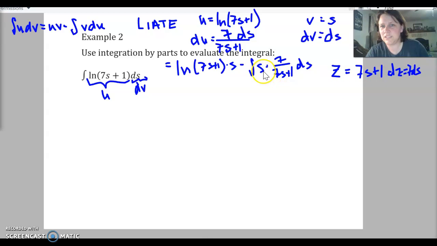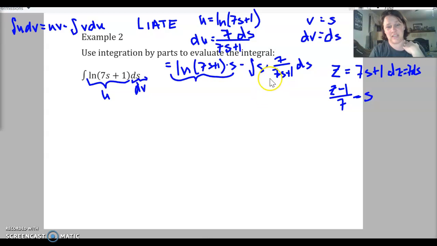However, we're still going to have this extra s out here. Remember when we did this before, we go in and change our z and solve for s. So z minus 1 divided by 7 is equal to s. Now we can use all of this to substitute back in for our integral. I'm going to leave that other piece there for a minute, and we'll come back and pick it up in the end.